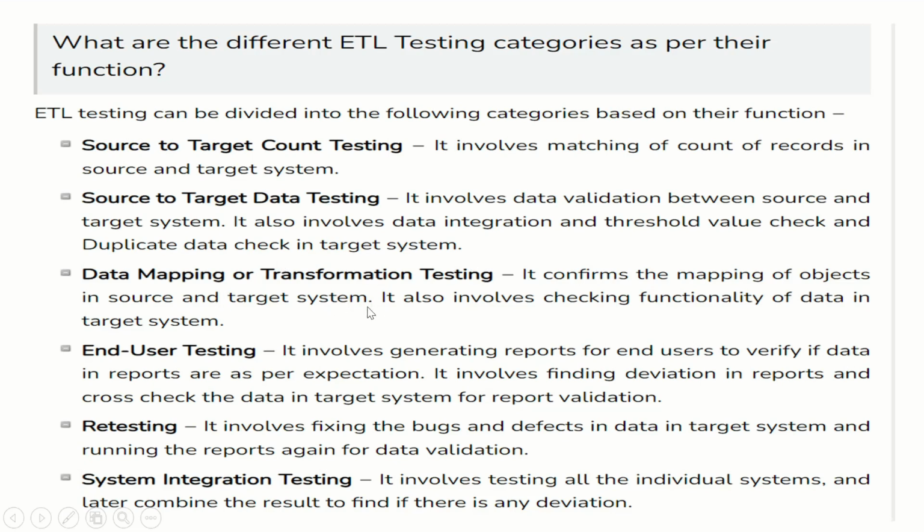Data mapping or transformation testing. It confirms the mapping of objects in source and target system. It also involves checking functionality of data in target system. End user testing involves generating reports for end users to verify if data in the reports is as per expectation. It involves finding deviation in reports and cross-checking the data in target system for report validation.